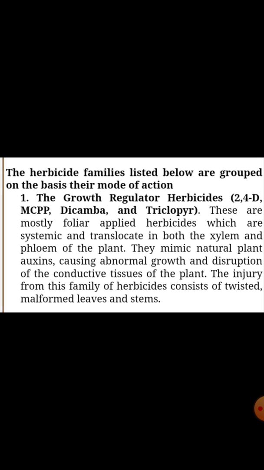These are foliar applied herbicides which are systemic and translocated both. They translocate in both the xylem and phloem of the plant. They mimic natural plant auxin, causing abnormal growth and disturbing the conductive tissue of the plant. And the injury from this family of herbicide consists of twisted and malformed leaves and stems.